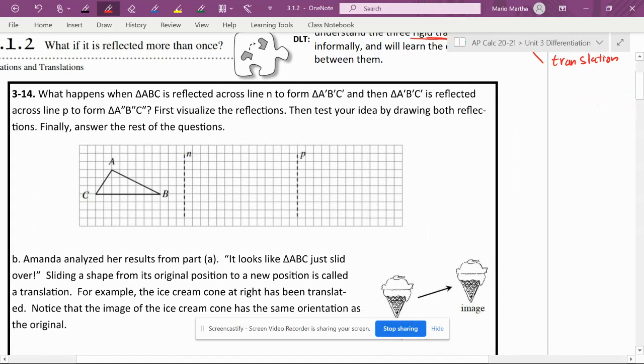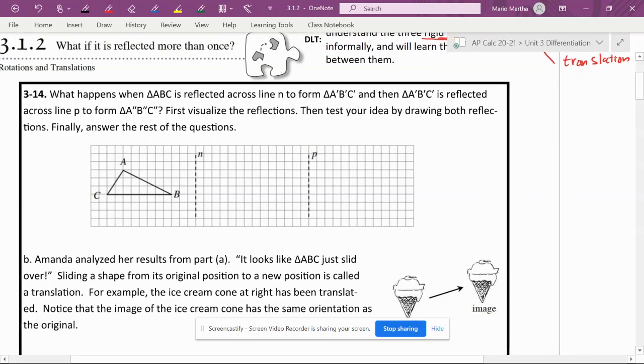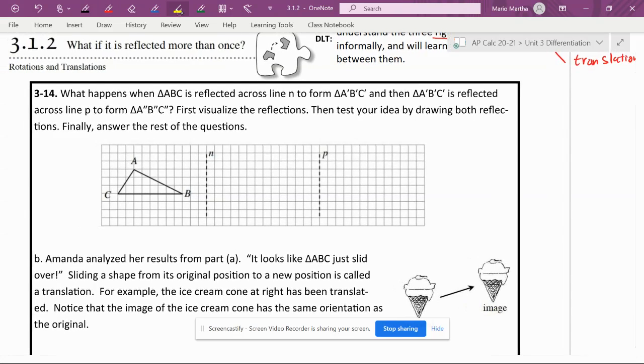So 3.1.4: what happens when triangle ABC is reflected across line N? This is line N right here, and this is triangle ABC, to form triangle A prime, B prime, C prime. Whenever you see that little mark on a letter, we say prime. So this is A prime, B prime, and C prime.